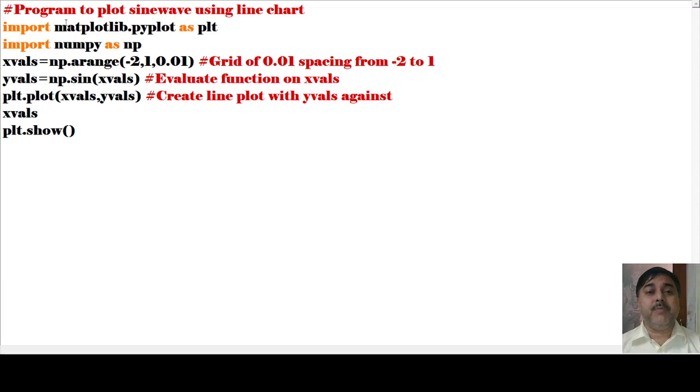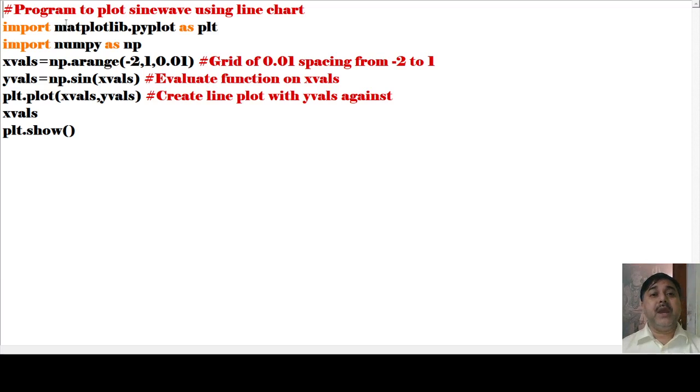Matplotlib.pyplot has been imported here as plt. Another way is from matplotlib import pyplot as plt. This is also another way you can write it. Then it has written here import numpy as np, that means we have called numpy here. Now xval, for x value, np.arange.